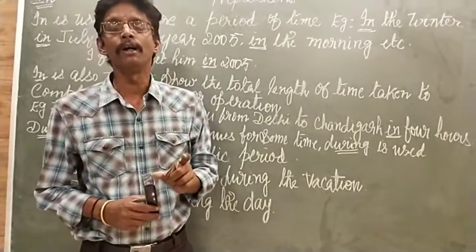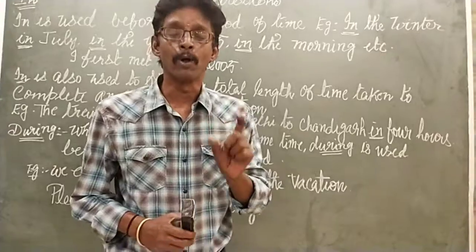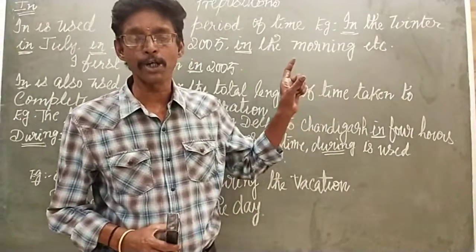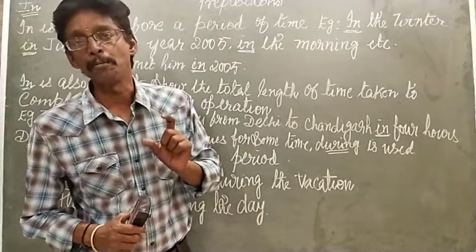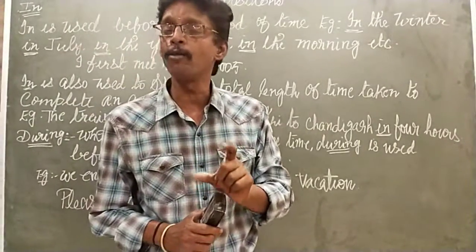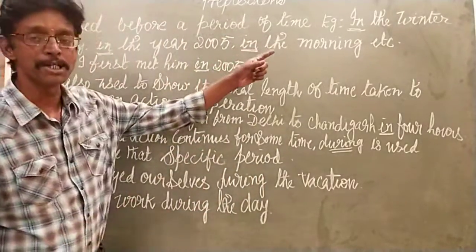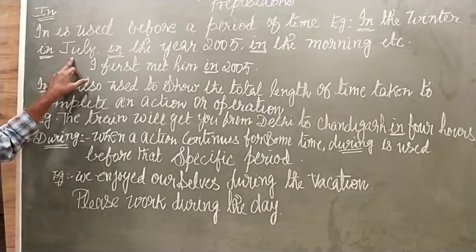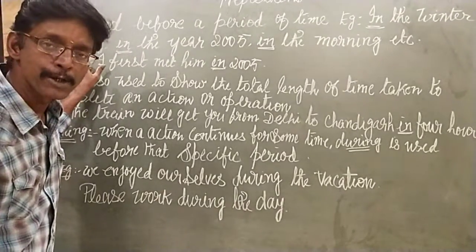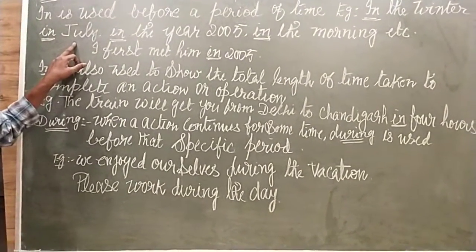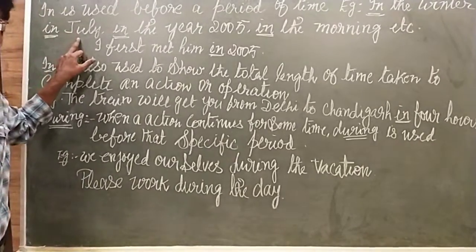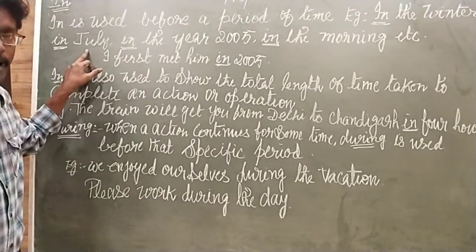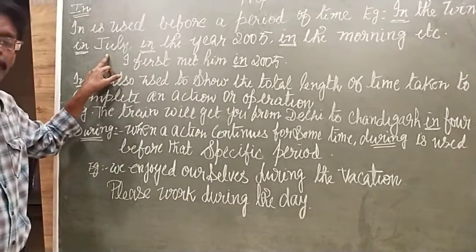So when we are talking about the winter, we use the preposition in, because it is a time period. It's not a time, it's a period of time. That is what the example is given over there. And here one more example is given: in July, in the month of July. I will meet you in the month of July, because July is a period of time. Is it very clear? 30 days or 31 days, whatever it is, it is a period of time.